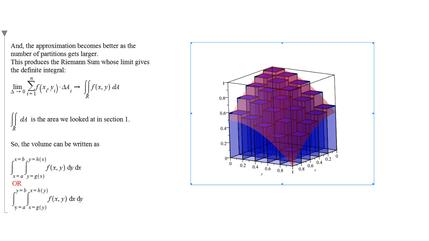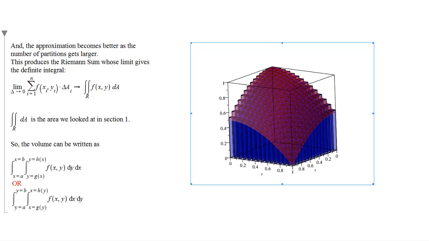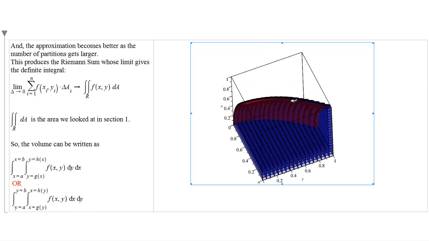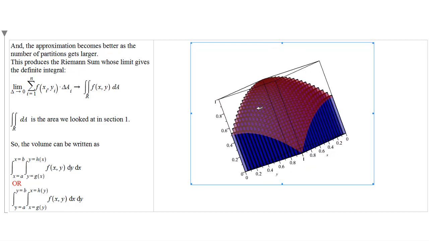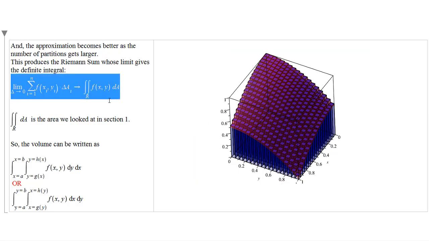And so here is what's going to happen as we get more and more subintervals. We get a closer approximation. The limit is indeed what we call the double integral. And so that's the definition of the double integral.